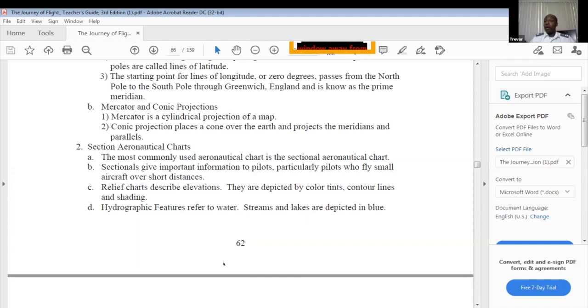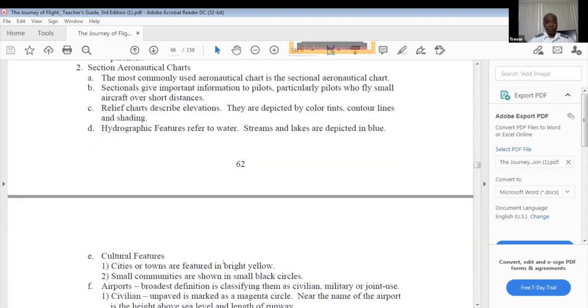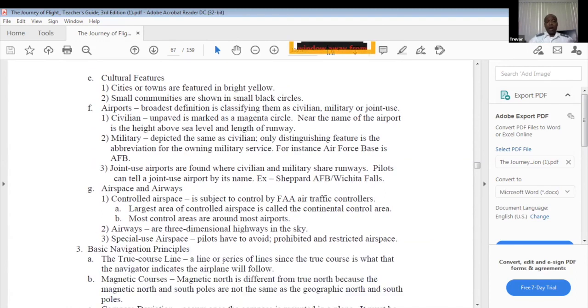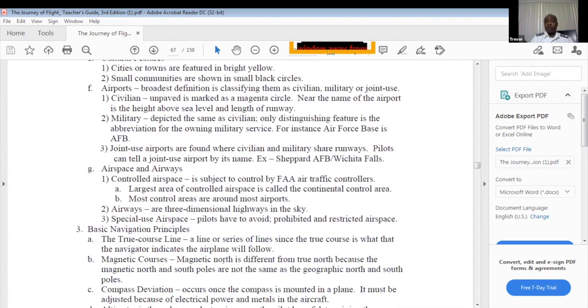Hydrographic features refer to water, like a pond, a lake, etc. Cities, small cities, towns, things that you can use as landmarks on a sectional chart. Airports, civilian, military, and controlled airspace. On that sectional chart, you can find class D airspace, class C, class B airspace, and they're all indicated by different colors and dashes. I think class D is dashed lines, class B and C are solid lines.